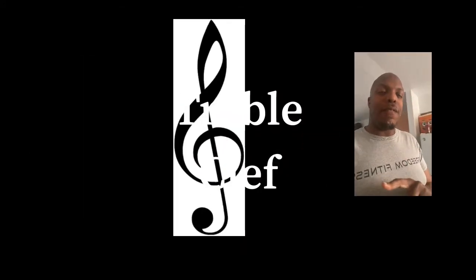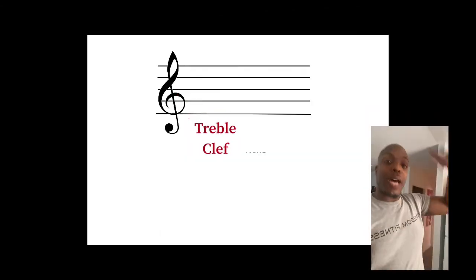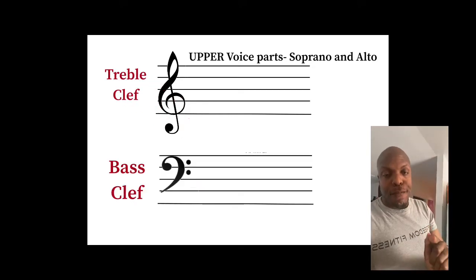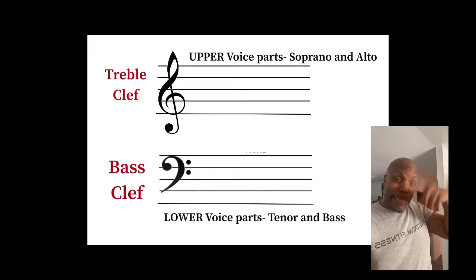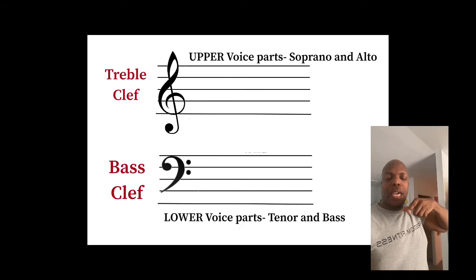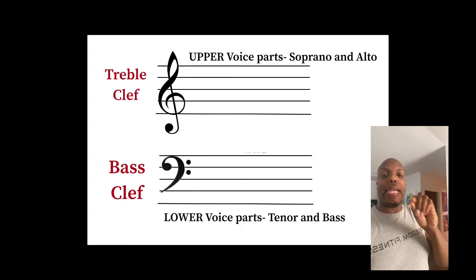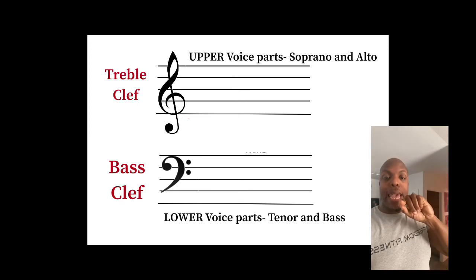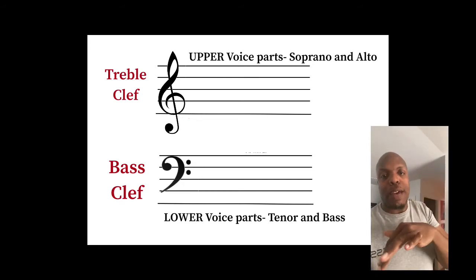Now, I need to tell you something about the treble clef and the bass clef. The treble clef deals with the upper voices. The bass clef deals with the lower voices. The treble clef has more of a swirl symbol, but the bass clef has a little bit of a C. So that's the way you know it's a treble clef, it looks like this. And then you have the bass clef, which looks like this, and you have two dots. So that's the treble clef and the bass clef.